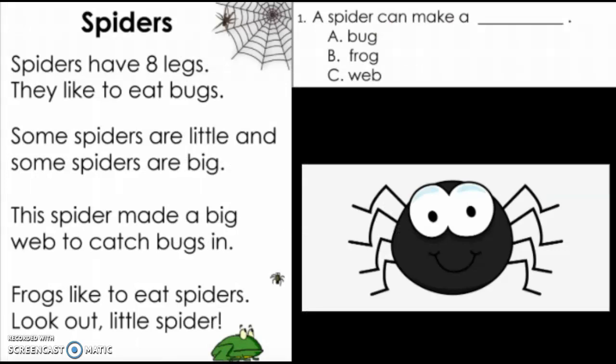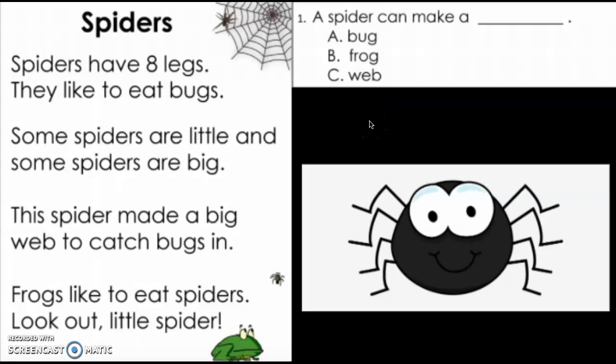The first question that we're going to ask is right over here. It says a spider can make a: A, bug, B, frog, C, web. Which one of those things can a spider make?